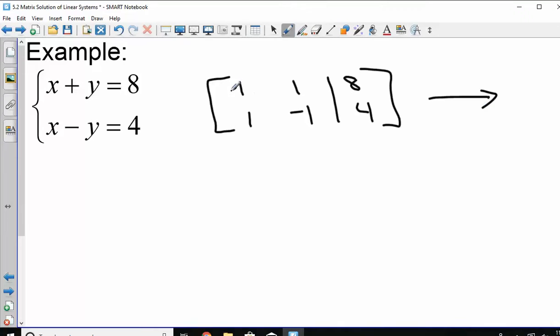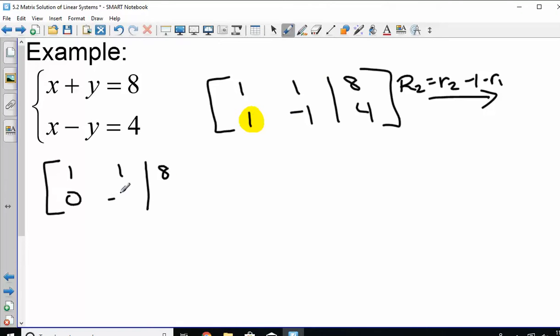You want a 1 in row 1, column 1, and we have it. So next we want a 0. Anytime you're trying to get a 0, you can follow this method. Put the row you're changing, so row 2 equals row 2. It is a positive 1, so I have to subtract 1, but you can't just subtract a constant. It has to be a multiple of another row. So I have to do 1 times row 1, or just row 2 minus row 1. So row 1 doesn't change. 1 minus 1 is 0. Negative 1 minus 1 is negative 2. 4 minus 8 is negative 4.